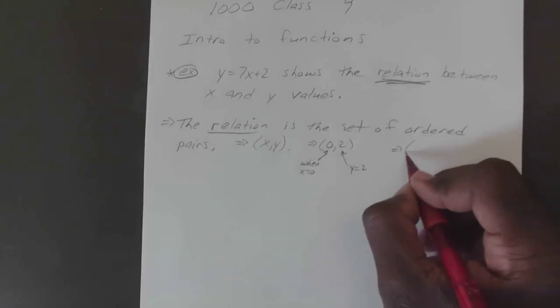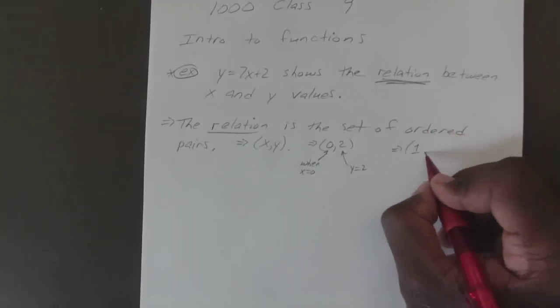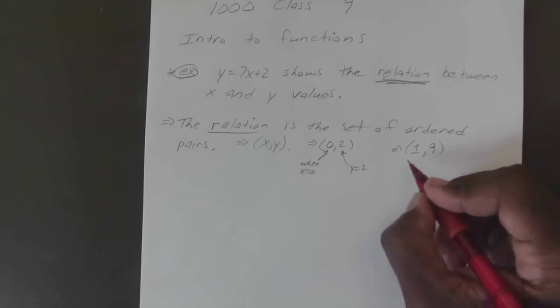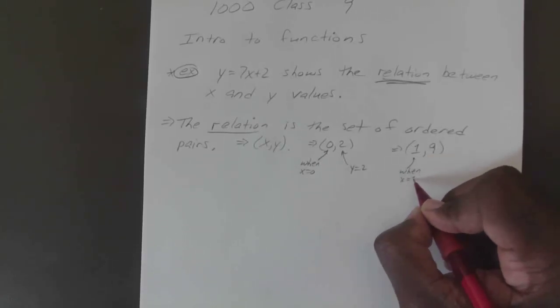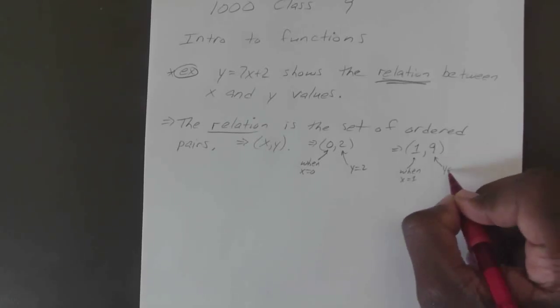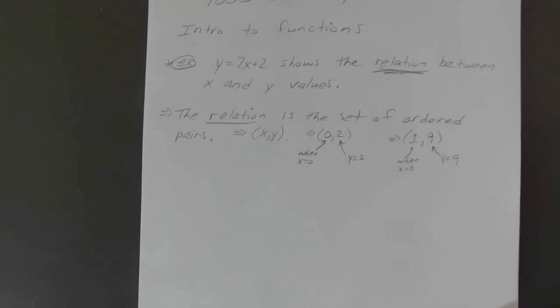Same thing if you plug in x equals 1. You get a y value of 9. When x equals 1, y equals 9. And so on and so on, and it keeps on going. Okay, any questions on that so far? All right.